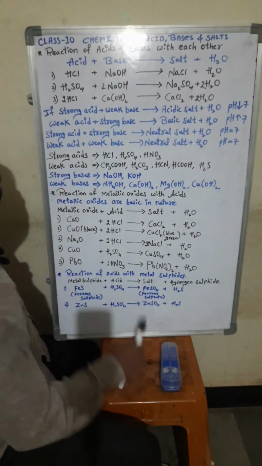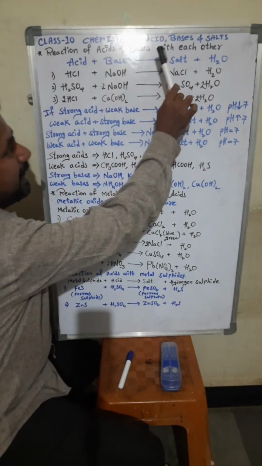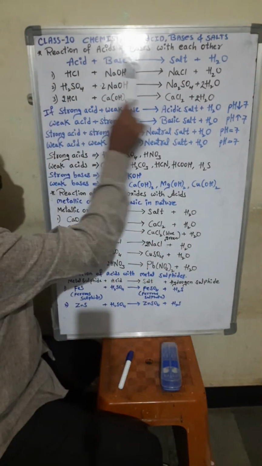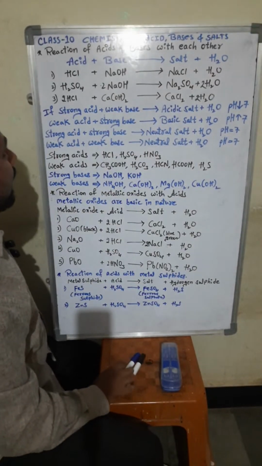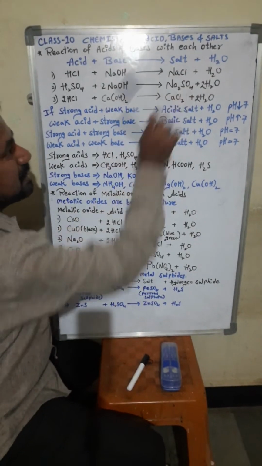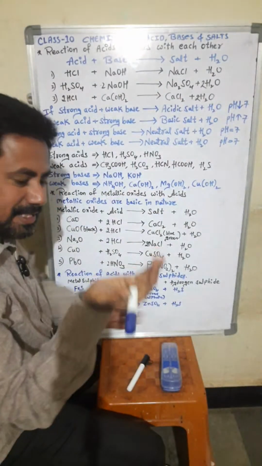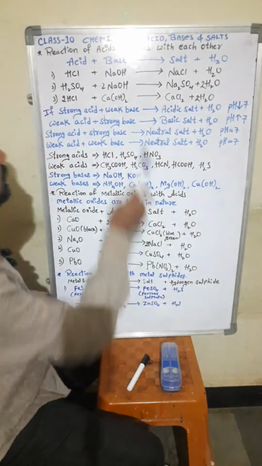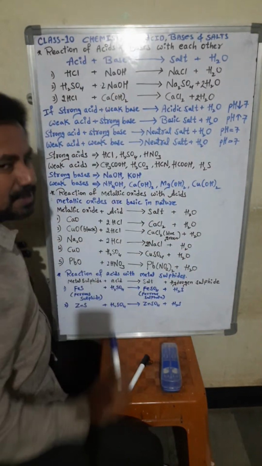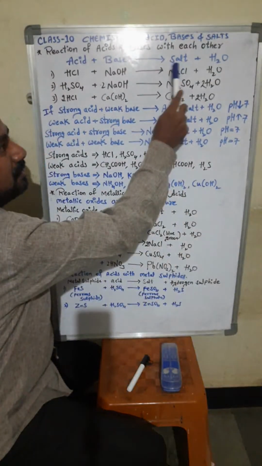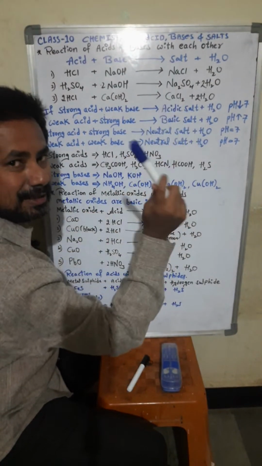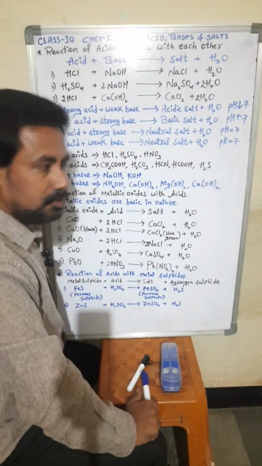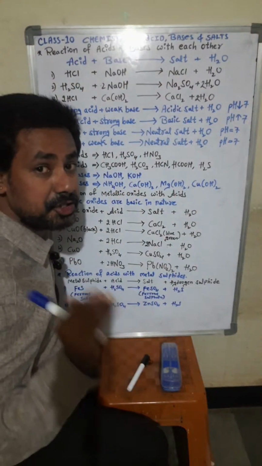See here, class 10 chemistry, acids, bases and salts. Already we have started the chapter. So the next main topic is reaction of acids and bases with each other. When acids and bases we mix, or combine, what happens? See, acid plus base, after the reaction, the products, salt and water will come, students. So this is also called a neutralization reaction.